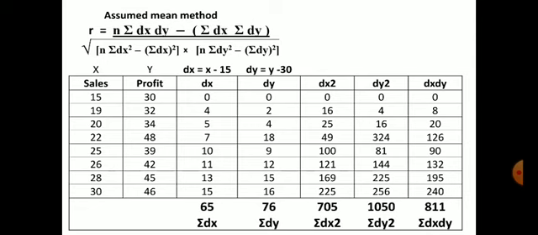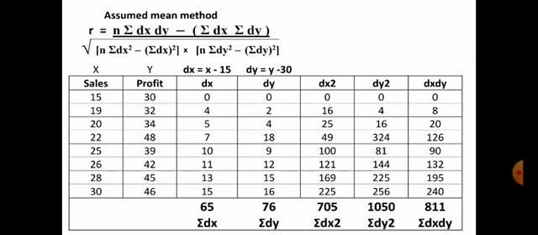Okay, now it is the time to substitute everything into the formula. What is the formula? N summation dx dy, n value is 8, summation dx dy is 811, minus summation dx into summation dy, that is 65 into 76, divided by square root of n summation dx square, that is 8 into 705, minus summation dx whole square, 65 whole square, into n summation dy square, that is 8 into 1050, minus summation dy whole square, that is 76 whole square.